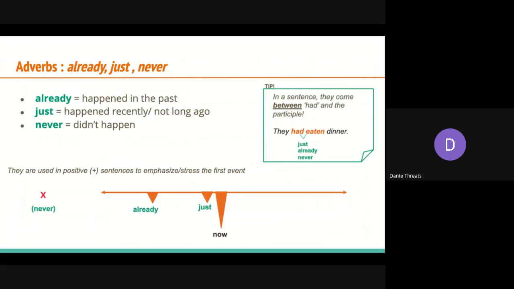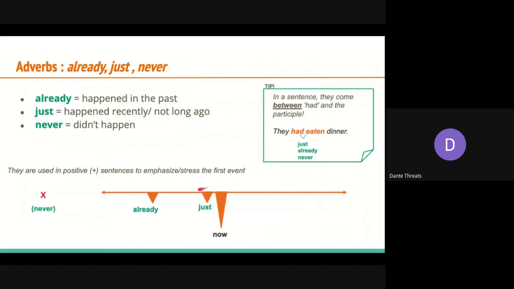All right, next, adverbs. Already, just, and never. As you know, adverbs are used to modify the verb, and these adverbs are meant to modify the past participle or the past perfect tense verbs. You have already, which equals happened in the past. You have just, which means happened recently or not long ago. And never, of course, means it didn't happen.